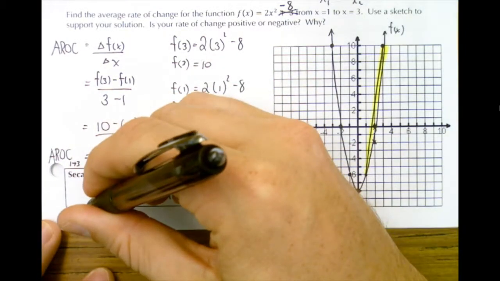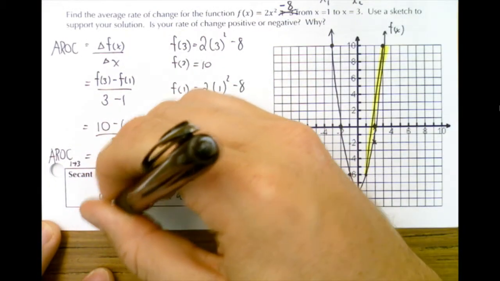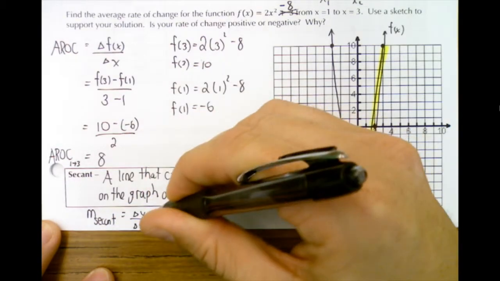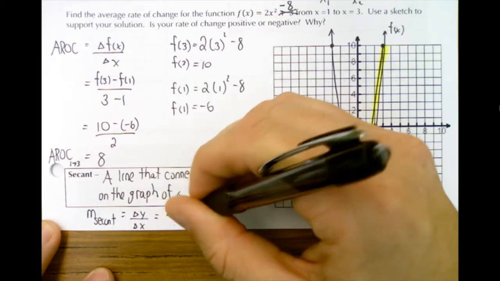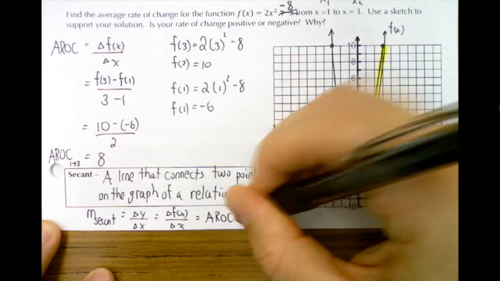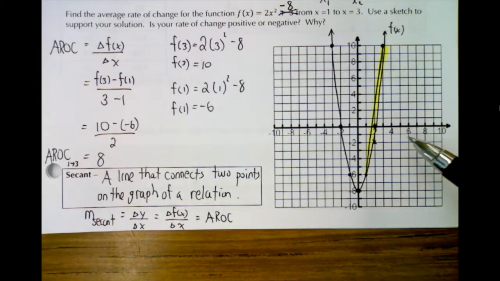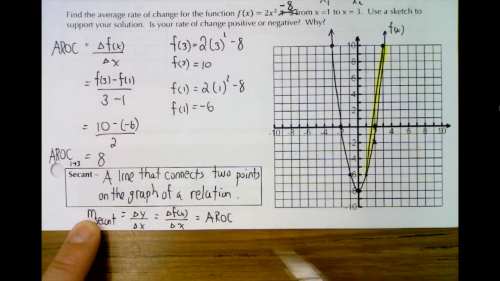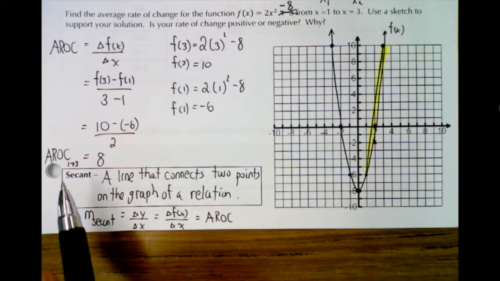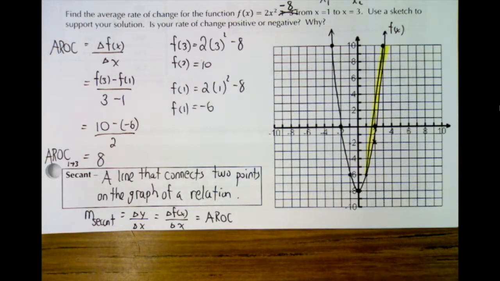And we can say that the slope of a secant is the same as the change in y over the change in x, which is the same as the change in f of x over the change in x, which is exactly what we said an AROC is. So what's a secant? Well, it's a line connecting 2 points. The slope of a secant is an average rate of change, and that's what this whole lesson was about. Basically, this entire lesson, we're just looking for the slopes of lines. What lines? Secants. We're looking for the slopes of secants. When you hear average rate of change, think slope of a secant.